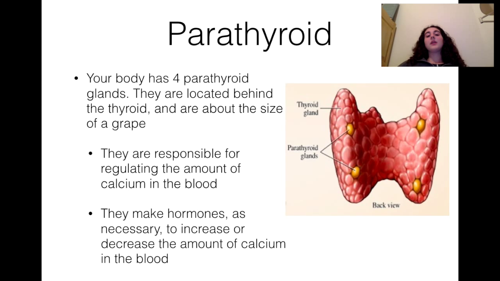Parathyroid. Your body has 4 parathyroid glands. They are located behind the thyroid, and they are about the size of a grape. The yellow things on the side of the thyroid in the diagram, the little yellow bean-looking things, are about the size of a grape. They are responsible for regulating the amount of calcium in the blood. They make hormones as necessary to increase or decrease the amount of calcium in the blood.